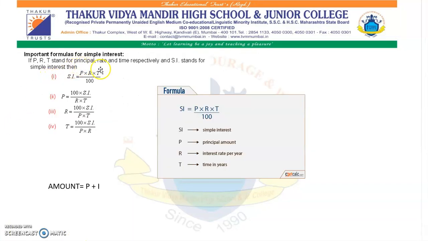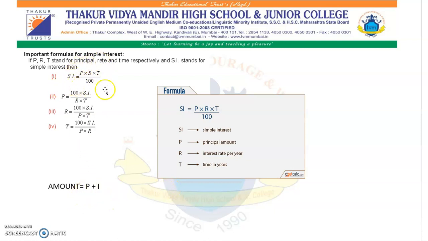Now, important formulas for simple interest. See, this is the formula for simple interest: P into R into T upon 100. Here SI means simple interest, P means principal, R means interest rate, T is time in years. Rate of interest will be written with a percent sign, principal will be in rupees, simple interest also will be in rupees, and amount will also be calculated in rupees.